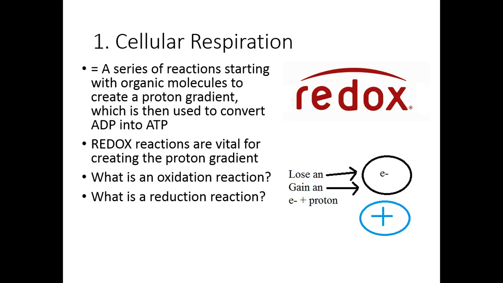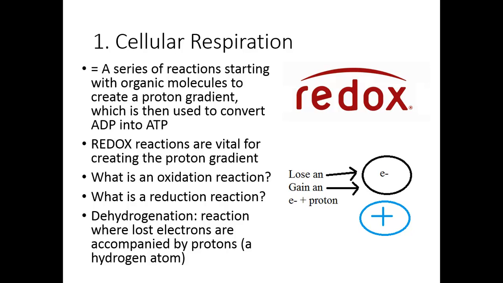Okay, so if you remember, an oxidation reaction happens when a compound loses an electron, and a reduction reaction is when a compound gains an electron. Dehydrogenation is a specific type of oxidation or reduction where a lost electron is also accompanied by a proton or a hydrogen atom. If you remember when we talked about basic chemistry, a hydrogen atom is made of a proton and an electron.